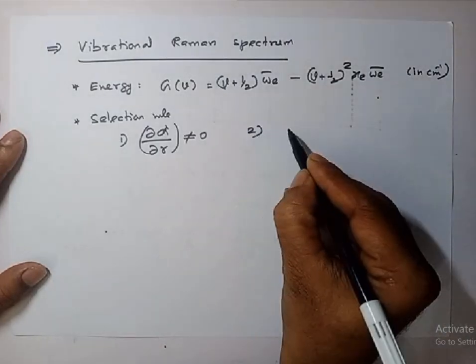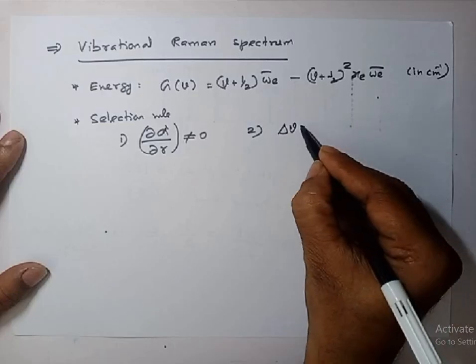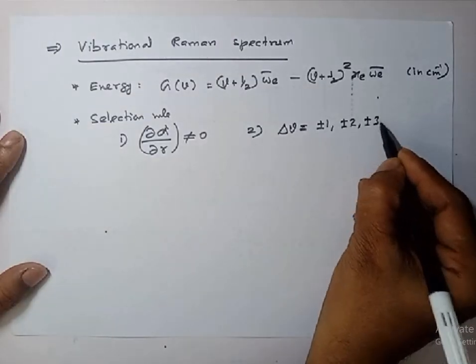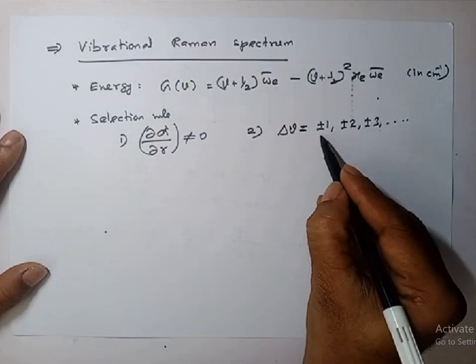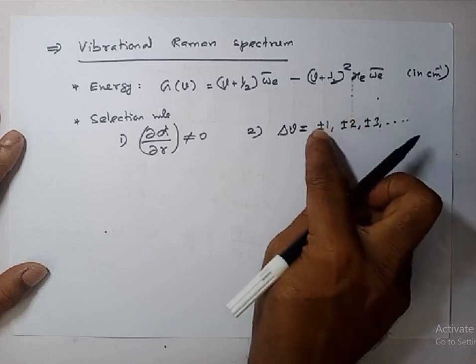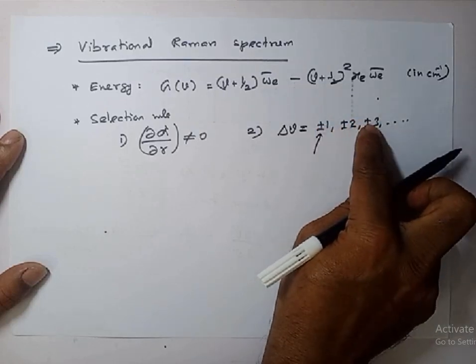And what is the specific selection rule? Delta V, the change in vibrational quantum number, should be plus or minus 1, plus or minus 2, plus or minus 3, etc. Plus or minus 1 corresponds to the fundamental vibrational transition. This is the first overtone, second overtone.